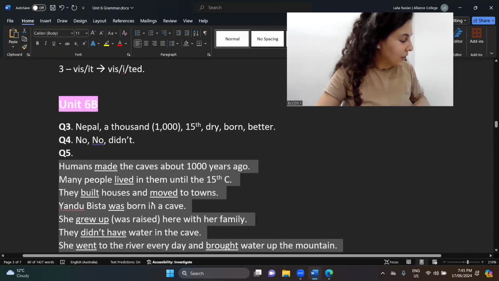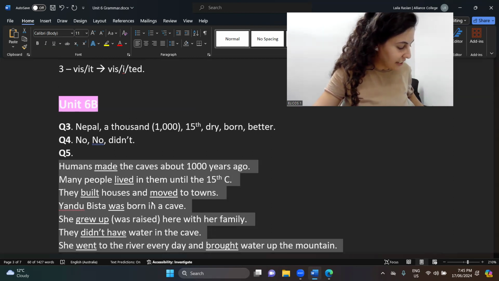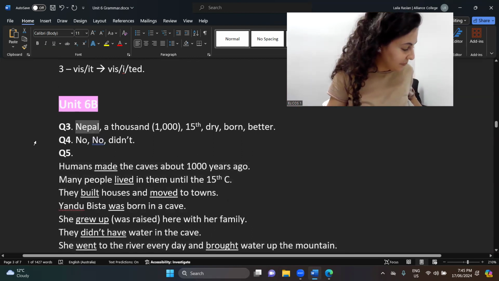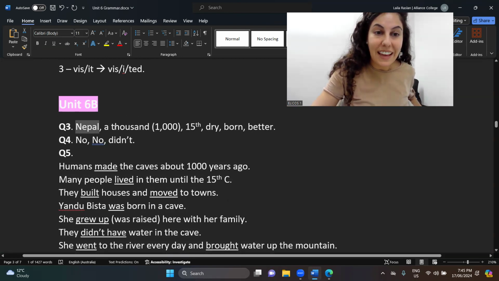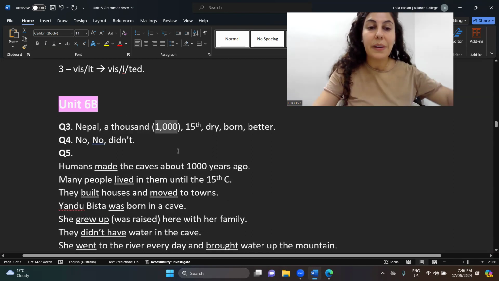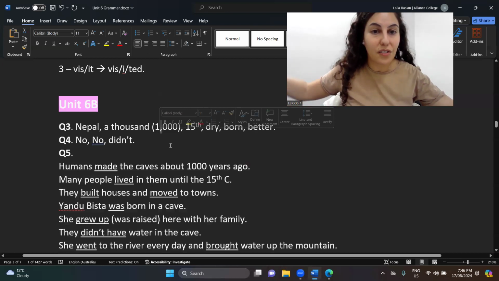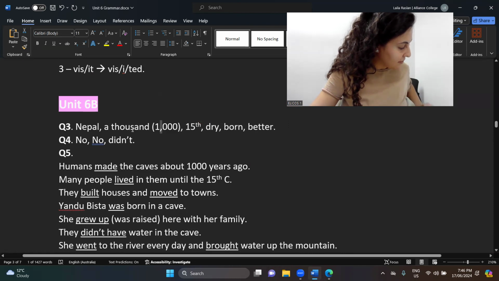Okay, so now we heard the audio. So the caves are in the Mustang region of northern Nepal, next to India, that's where these caves were. Humans made the caves about 1,000 years ago. So this is how we say it, 1,000, or you can write it like this, 1,000. Remember, in English, we put a comma after numbers that go over 999. So you could say 1,000 years ago, they made these caves.